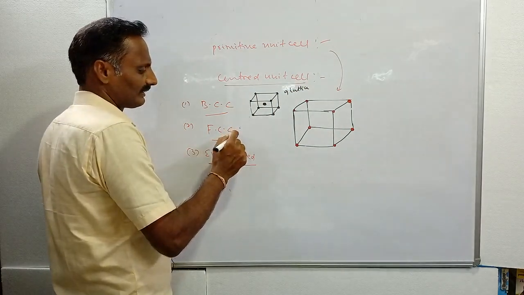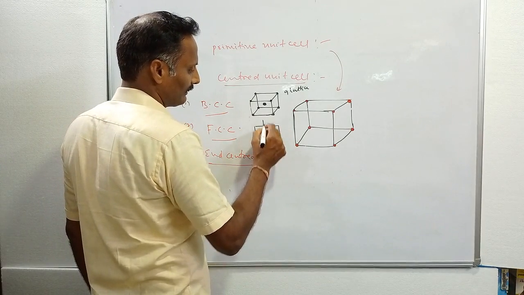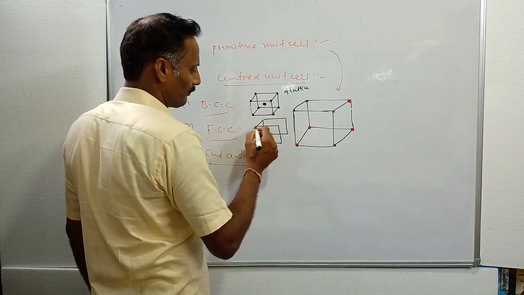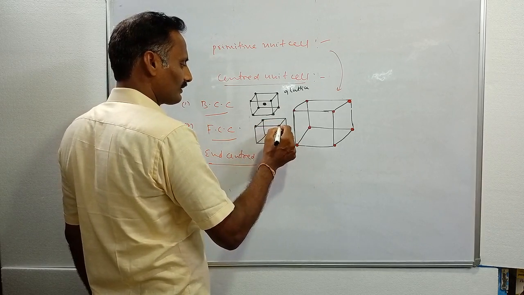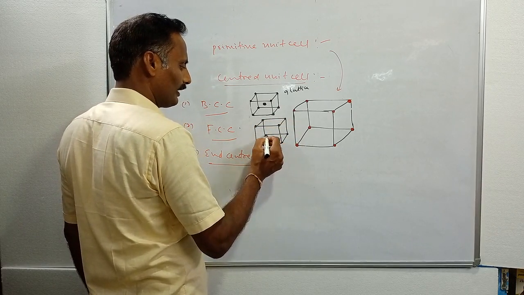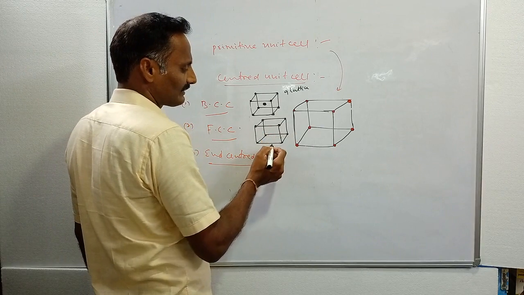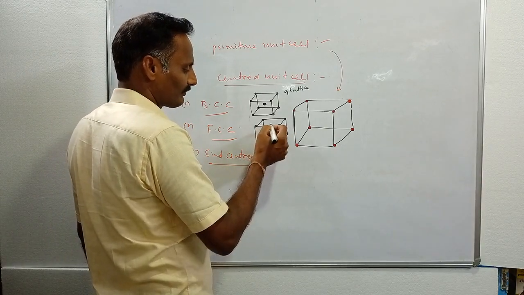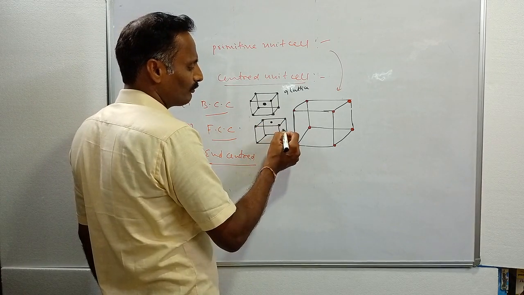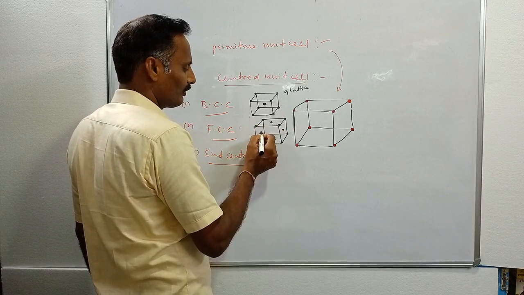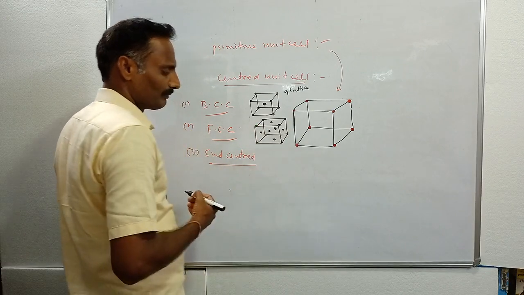Then what about a face centered unit cell? A face centered unit cell consists of particles at the 8 corners of the cube, and in addition to the 8 corners, each face has one particle. There are 6 faces per cube, hence it possesses 6 particles at the faces. This is a face center, this is one more face, this is the front face, and this is the back face of the cube.